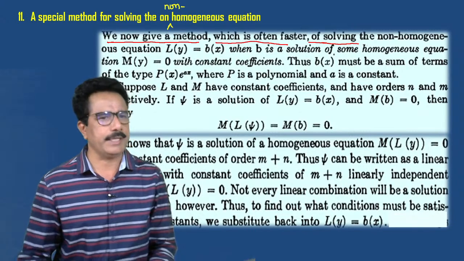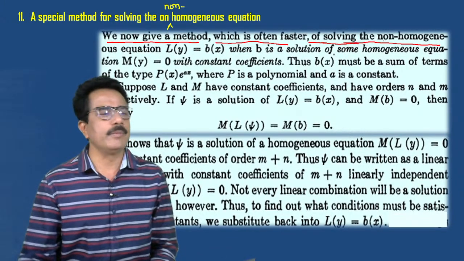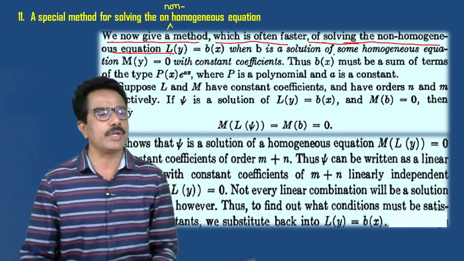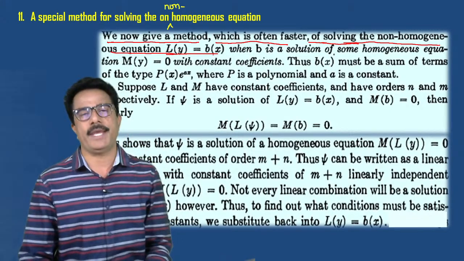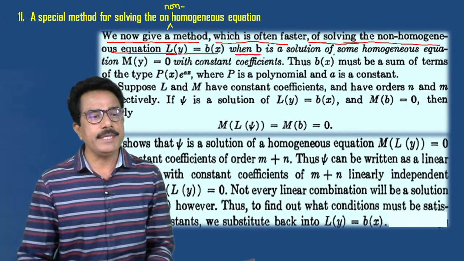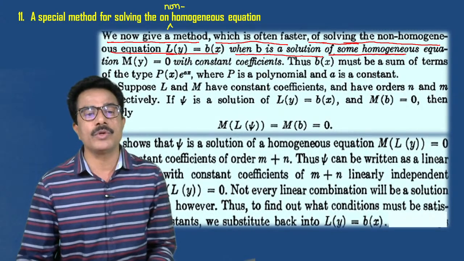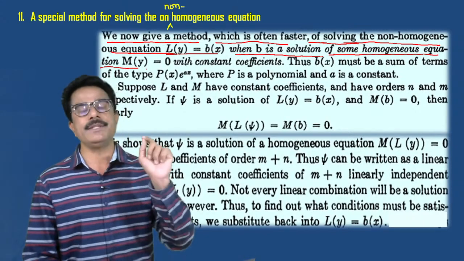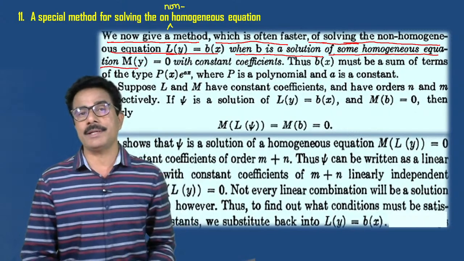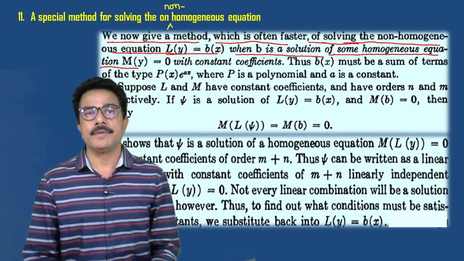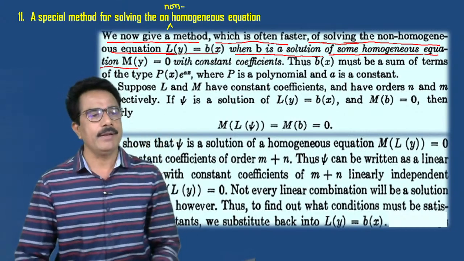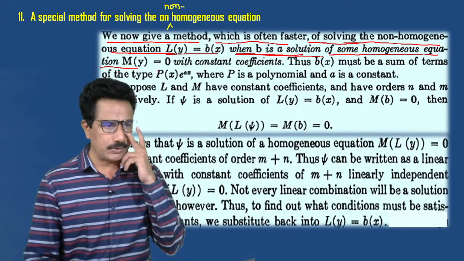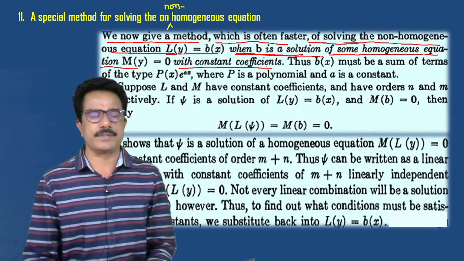see this. Now solving the non-homogeneous differential equation, which is denoted by L of y is equal to B of x, where B is a solution of some homogeneous equation. This is a very important condition: M of y is equal to 0. The shortcut method is applicable when B is a solution of some homogeneous equation M of y is equal to 0 with constant coefficients.